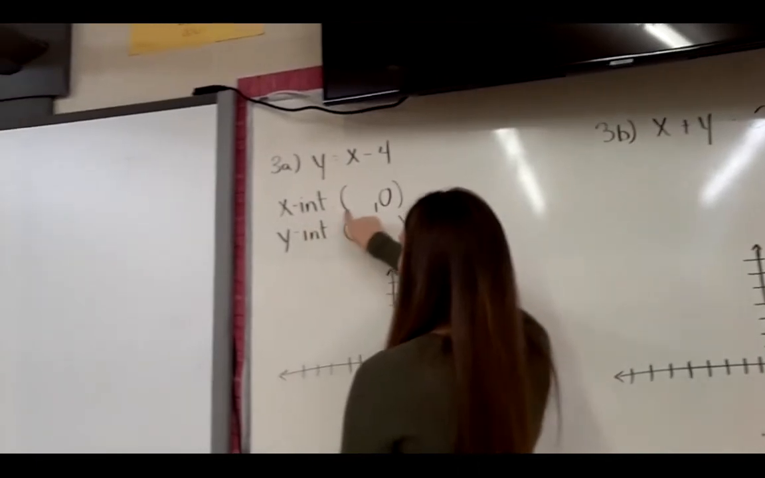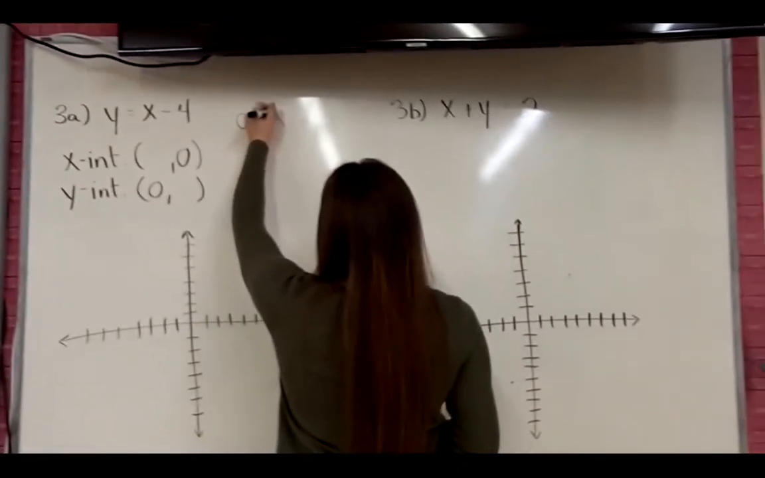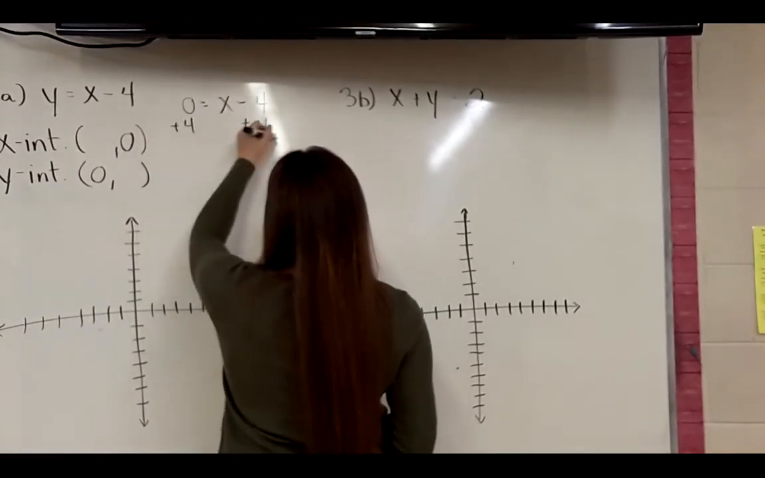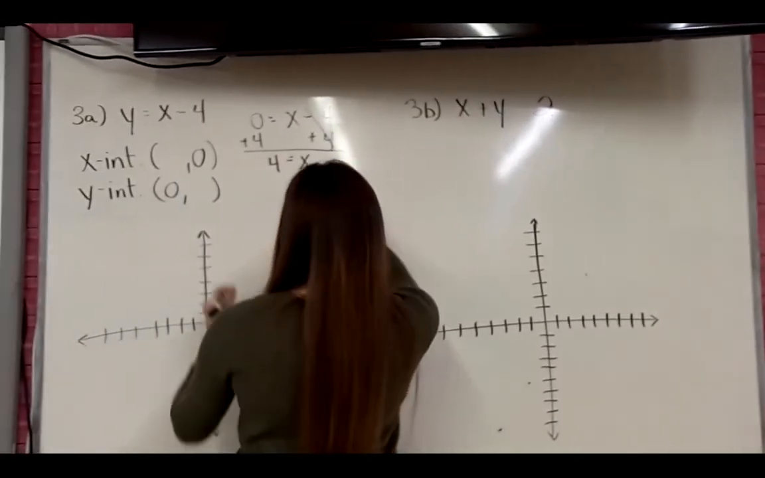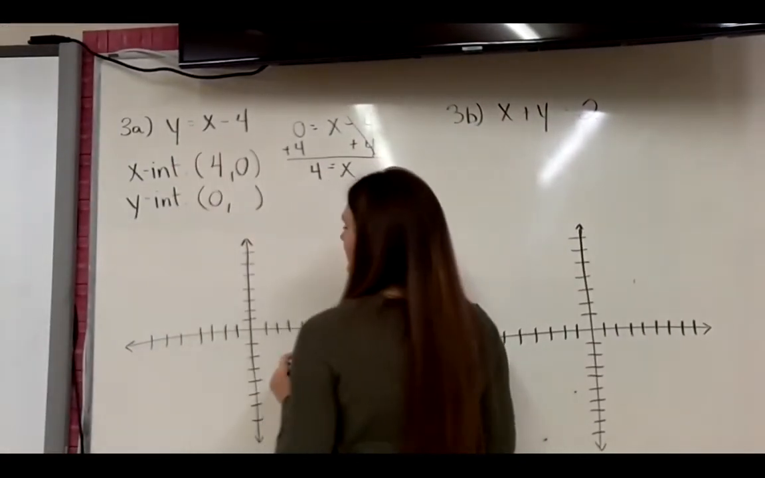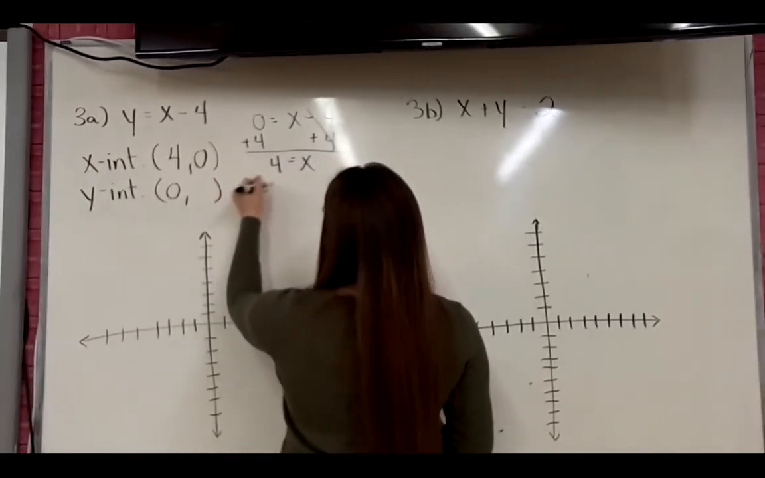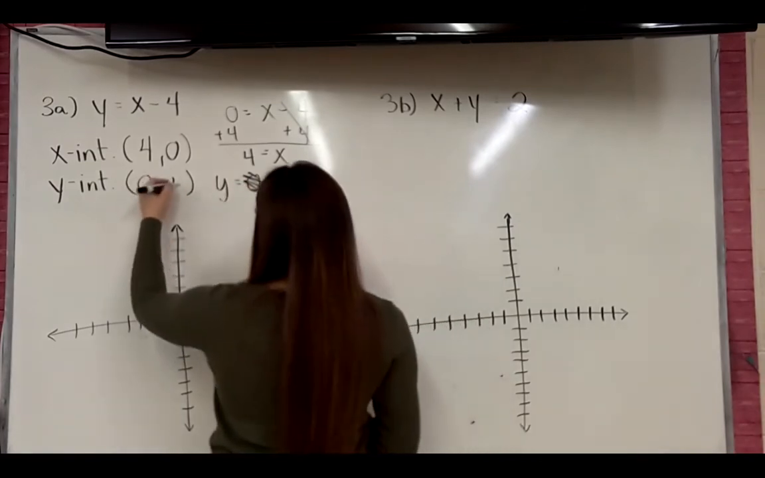So to solve those, we just plug that in. To find my x-intercept, I plug 0 in for y, and then I solve for x. So I add 4 to the other side. So when y is 0, x is 4. So my x-intercept is 4. Now to find your y-intercept, you plug 0 in for x. Well, that just means y is negative 4.